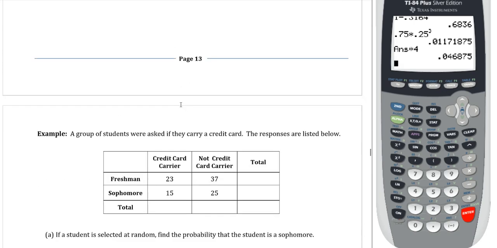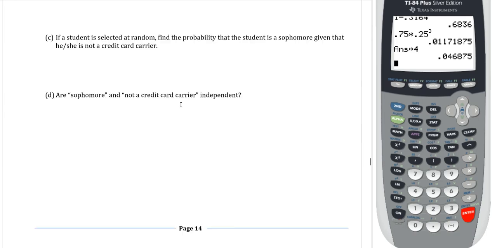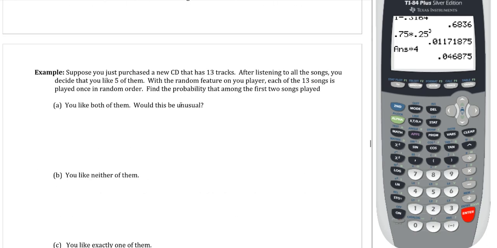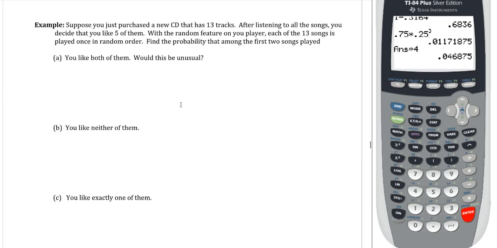Okay, I think we have 2 more pages here. 3, actually. Okay. Suppose you just purchased a new CD that has 13 tracks. After listening to all the songs, you decide that you like 5 of them. That means, alternatively, you dislike 8. So we'll say the probability that you like a song, I'll do L, I guess, is 5 out of 13. And the probability that you don't like a song, so the complement of that, would be 8 out of 13.